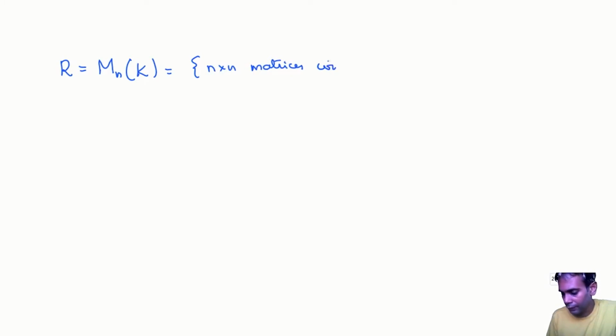Let R be the ring of n by n matrices, I'll just call it M_n(K): all n by n matrices with entries in a field K. So we assume that K is a field. And R forms a ring under matrix addition and matrix multiplication.